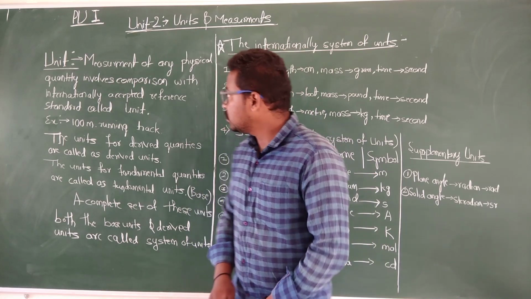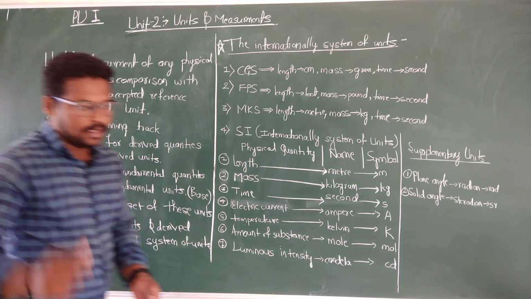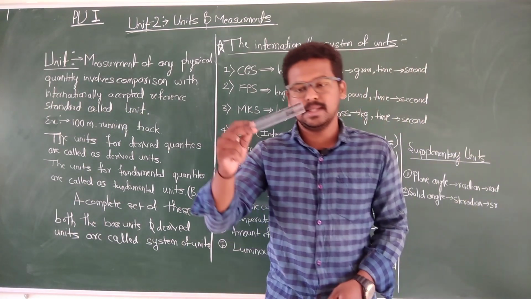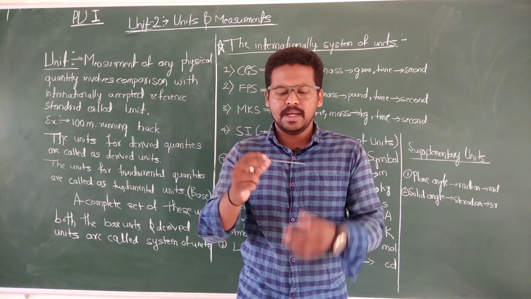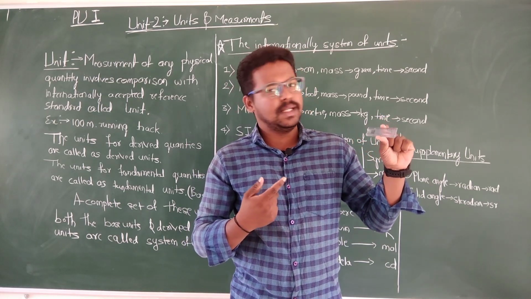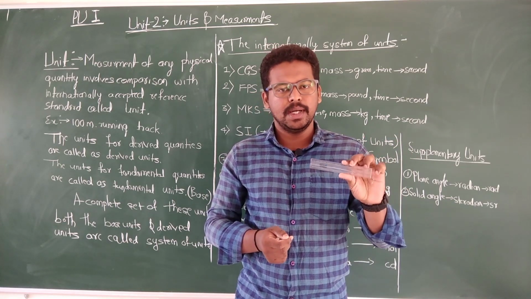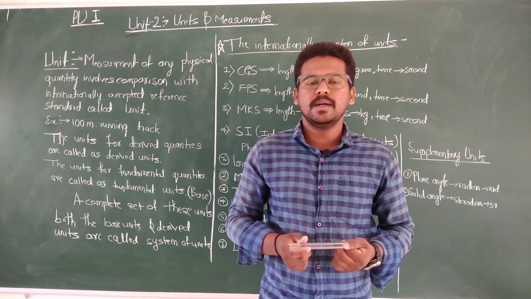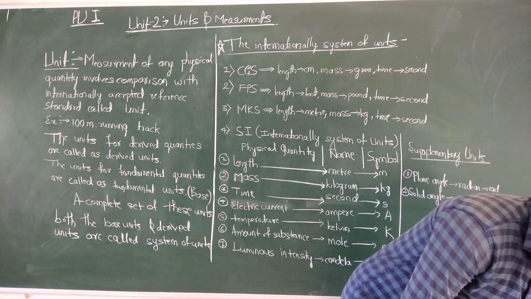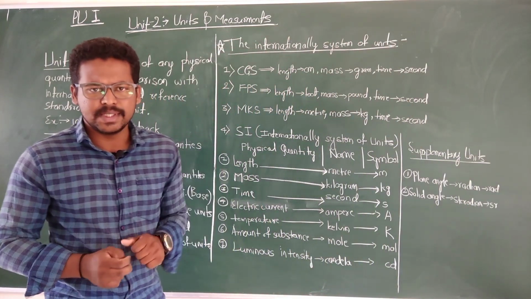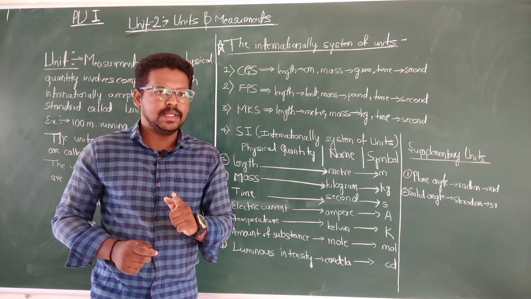So let's see what a unit is. If you consider this scale, which we have been using since primary school, what is the length of the scale? You can say it is 15 centimeter. 15 centimeter means this is nothing but 0.15 meter. So 0.15 is the numerical value, and meter is the unit of length.